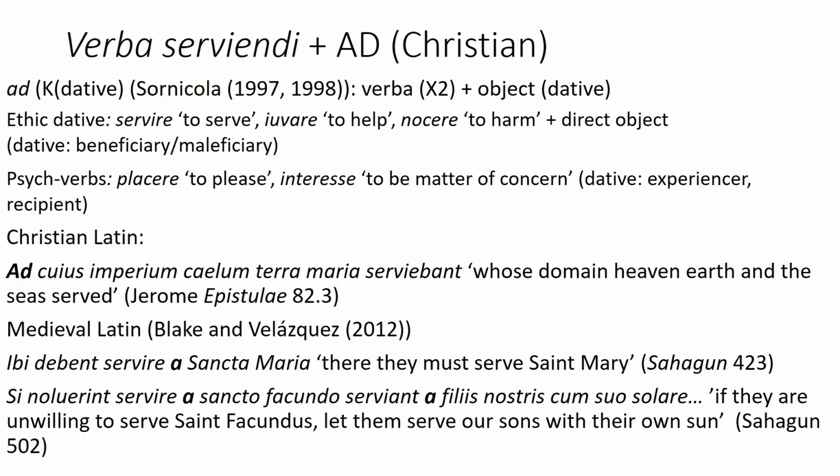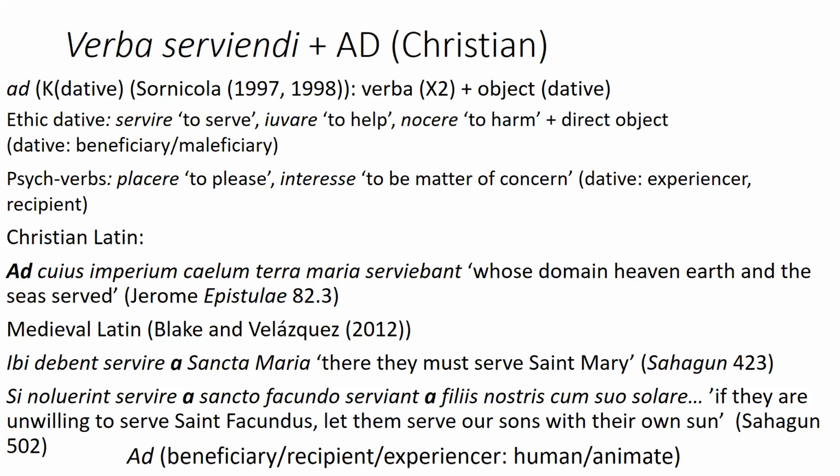So, okay, in Christian and medieval Latin, there are actually quite a few examples of servire plus a, where a here replaces the original morphological dative. So that's one thing. And here a designates some semantic roles like a beneficiary, recipient, experiencer, etc. And these semantic roles are clearly human and animate.